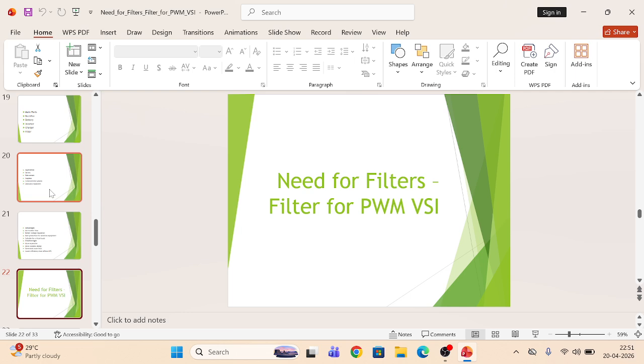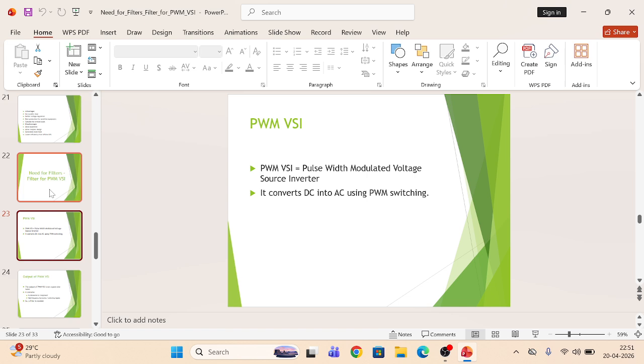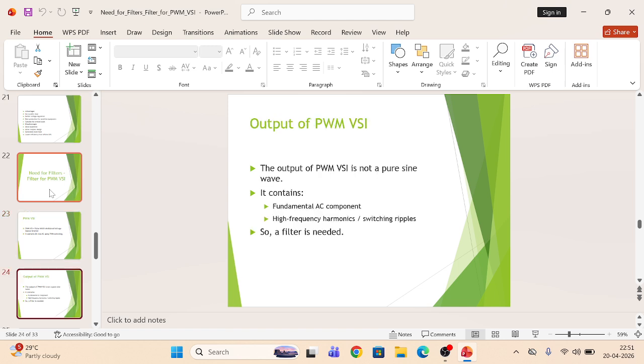Then we are going to see about the need for filters and filters for pulse width modulation voltage source inverter. Pulse width modulation voltage source inverter converts DC into AC using pulse width modulation switching. Here the output is not a pure sine waveform. It contains some fundamental AC components, high frequency harmonics and switching ripples. So a filter is needed.